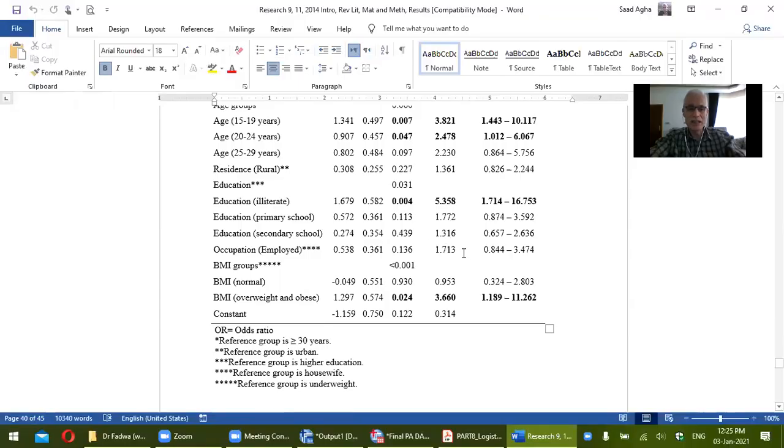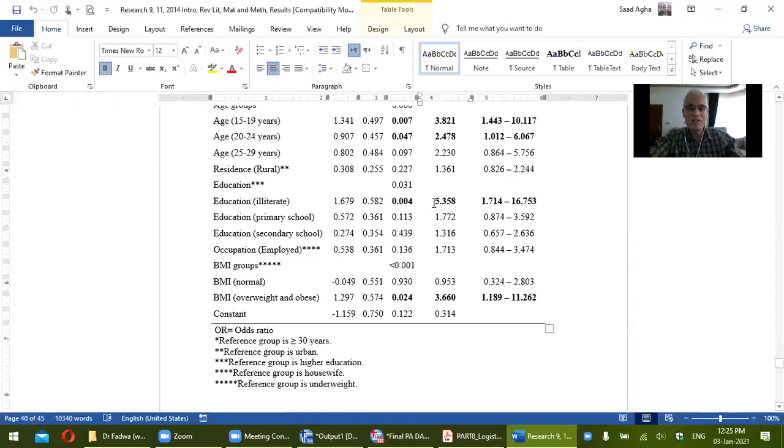Well, education was, again, especially illiterate, significant. So illiterate really, they have poor knowledge, so they are at risk of poor knowledge about weight increase.